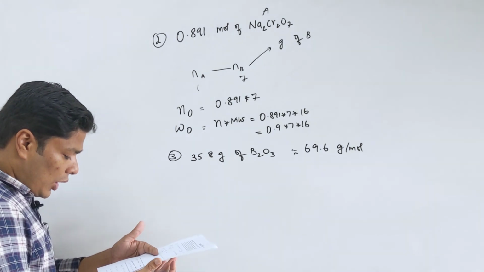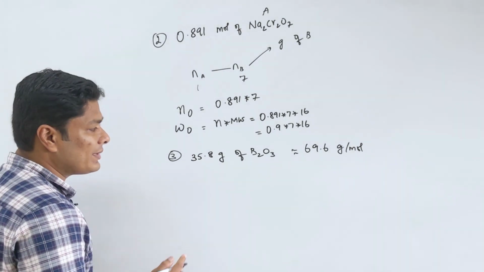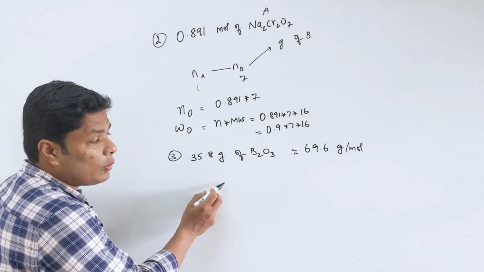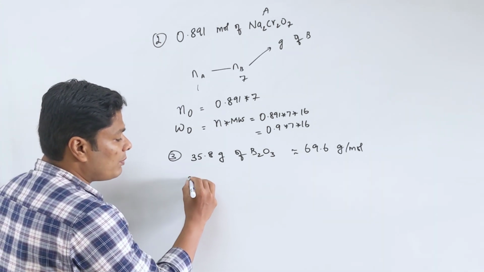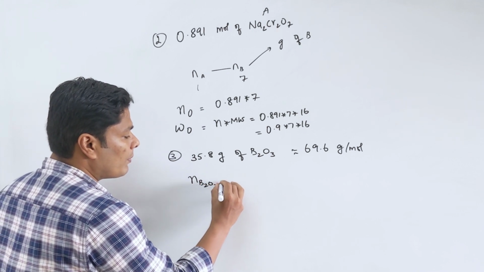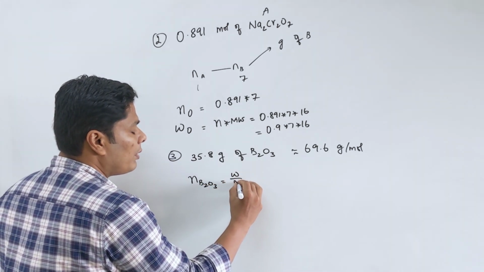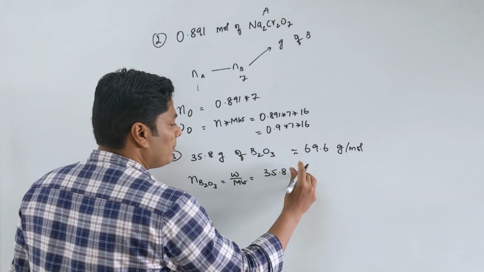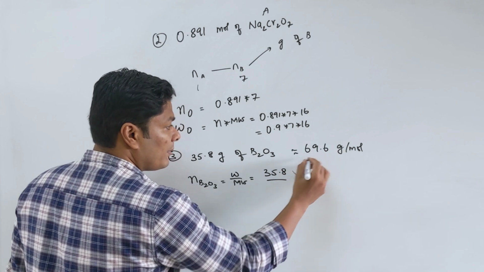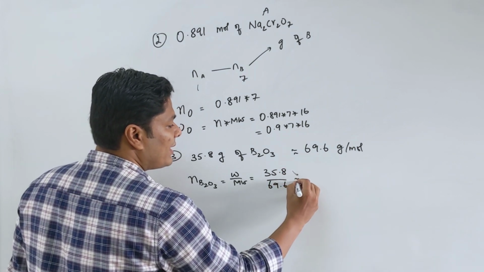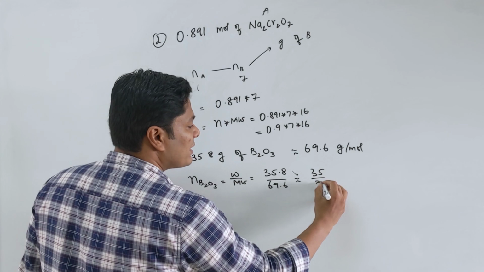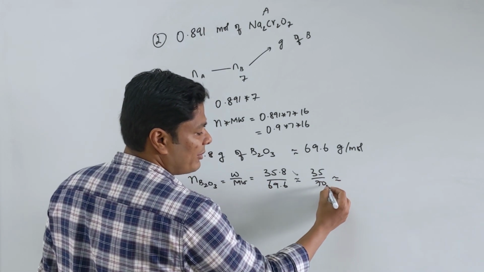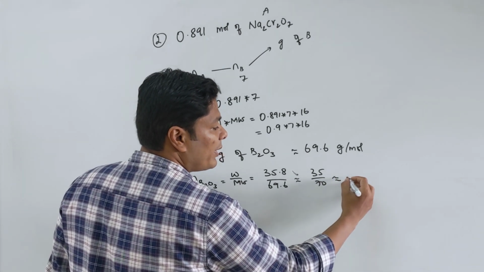Now the question is asking me how many atoms. As always, what we have to do is convert the number of grams to number of moles. So now what is the moles of B2O3? Mass over molar mass, that is going to be equal to 35.8 divided by 69.6. So can I take it as 35 by 70? Approximately, more or less. So 35 by 70 I am taking, and so the answer is going to be 1 by 2, which is 0.5.